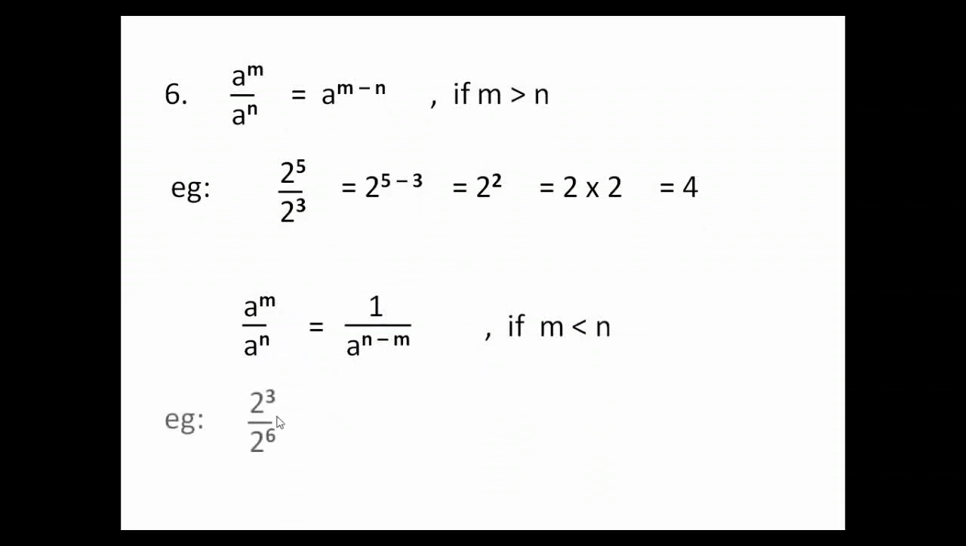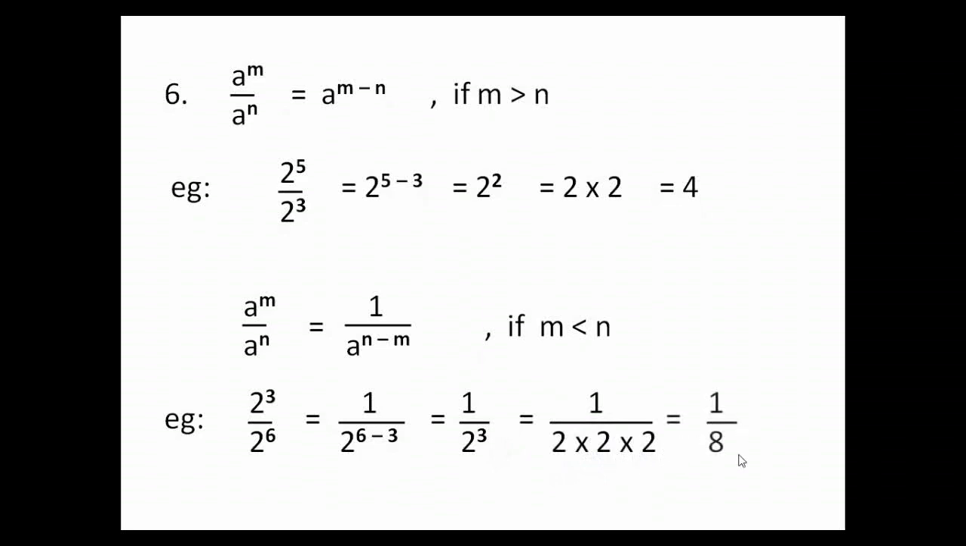So let's take an example, 2 raised to the power 3 divided by 2 raised to the power 6. So the exponent of the denominator is greater. So what will we do? 1 by 2 raised to the power 6 minus 3. It will give us 1 by 2 raised to the power 3, that will be equal to 1 by 2 multiplied by itself 3 times, which will result in 1 by 8.